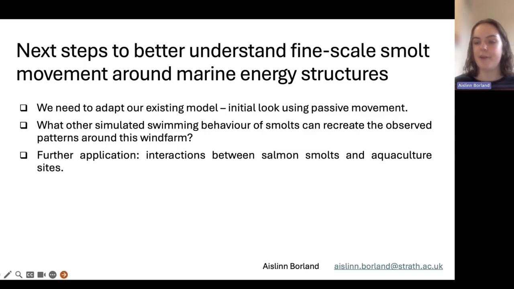For example, there's been a lot of work around the west coast of Scotland tracking smolts. And a further application of this model will be looking at interactions between salmon smolts and aquaculture sites.